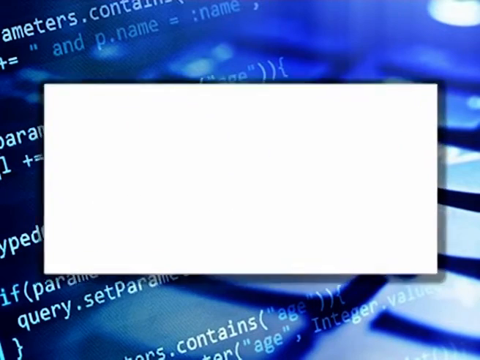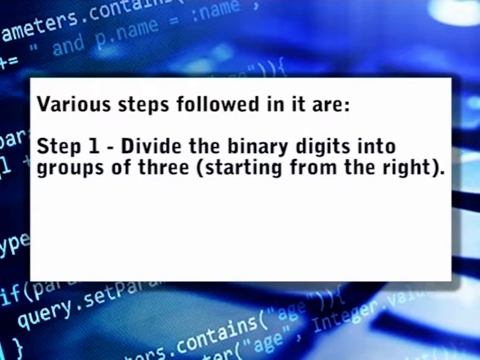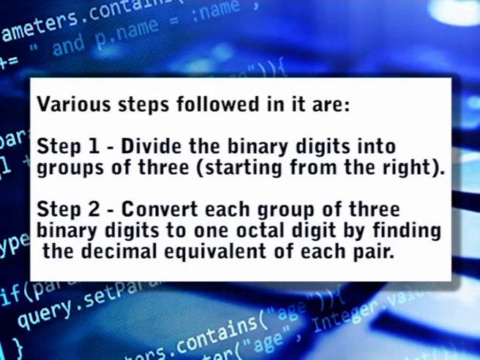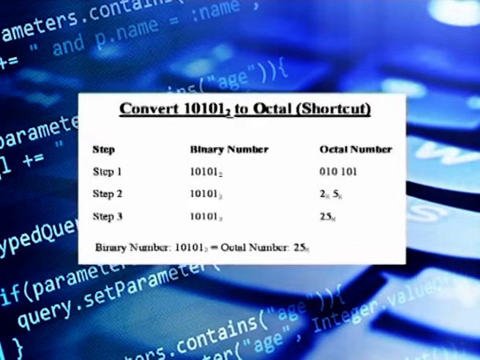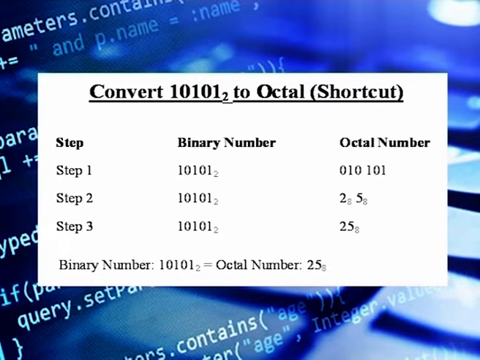Similarly, we have a shortcut method for binary to octal conversion. Various steps followed in it are: step number 1, divide the binary digits into groups of 3 starting from the right. Step number 2, convert each group of 3 binary digits to one octal digit. For example, let us convert binary number 10101 to octal number as shown in the figure.